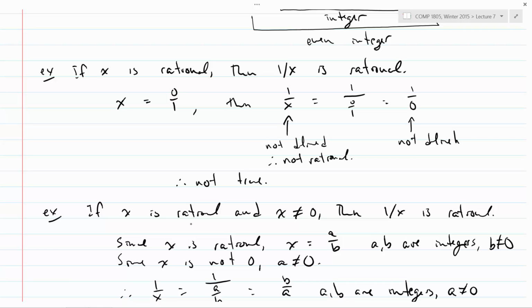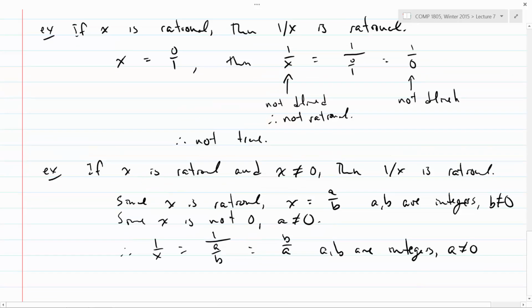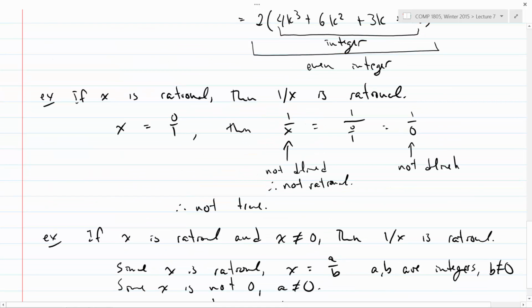Yeah? So the question is, why can't b equal 0? And the reason is, if x is a rational number, you already know that the denominator can't be 0. Otherwise, it's not rational. Right, but in the last one, the denominator of x is 1. Yeah, so you need to start with a valid number. Other questions?